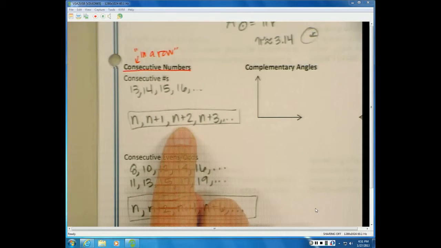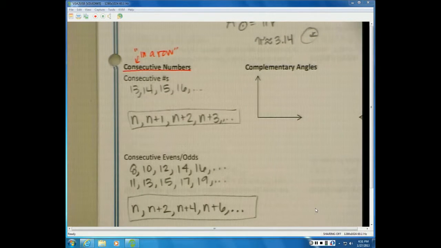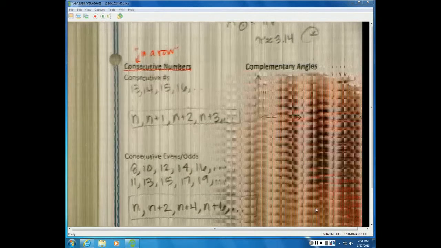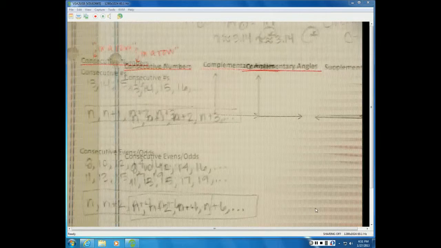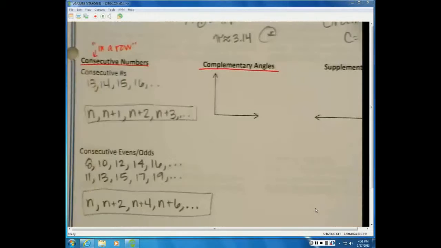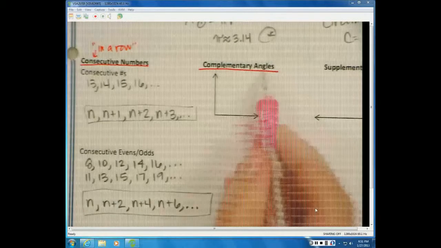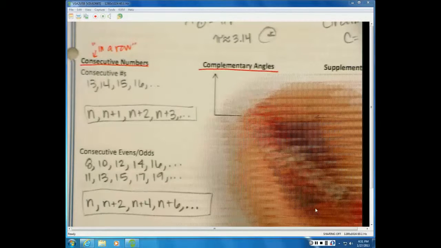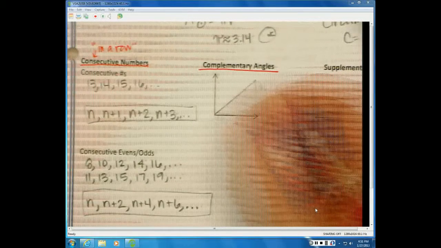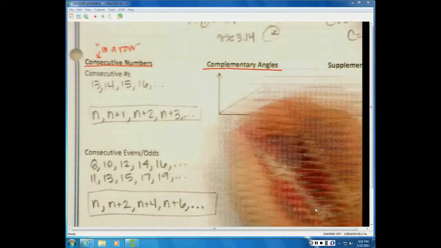Okay. Let's talk about complementary angles. This is a geometry term, and two complementary angles, let's go ahead and draw in another angle. I'm going to make that a little bit lower. Okay. That's better.